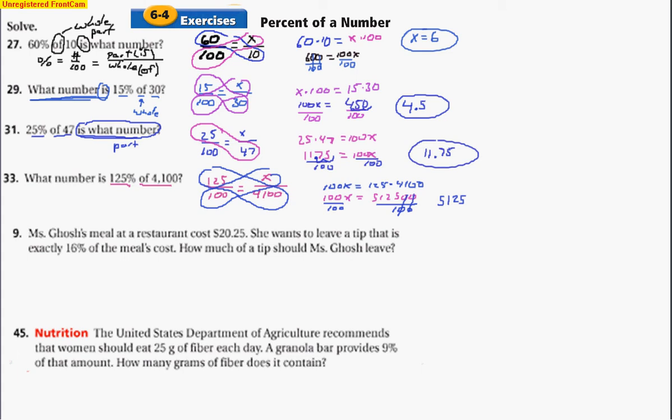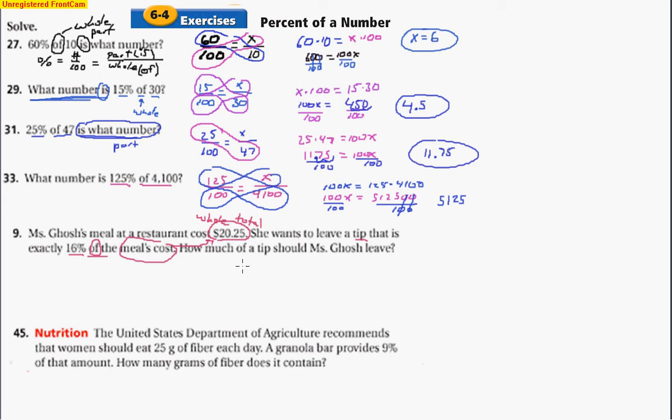So 5,125. Well, let's take a look at this word problem here. We have this person here has ordered a meal and it cost $20.25. So this is a total amount. This is the whole, or the total. Another way to think about it, this is what she's being charged. She wants to leave a tip. A tip is going to be a percentage of this amount. And the tip is 16% of the meal. So the meal's cost is right here. So notice again, you see that word of, the meal's cost. The meal's cost is $20.25. So that tells you that's the whole.